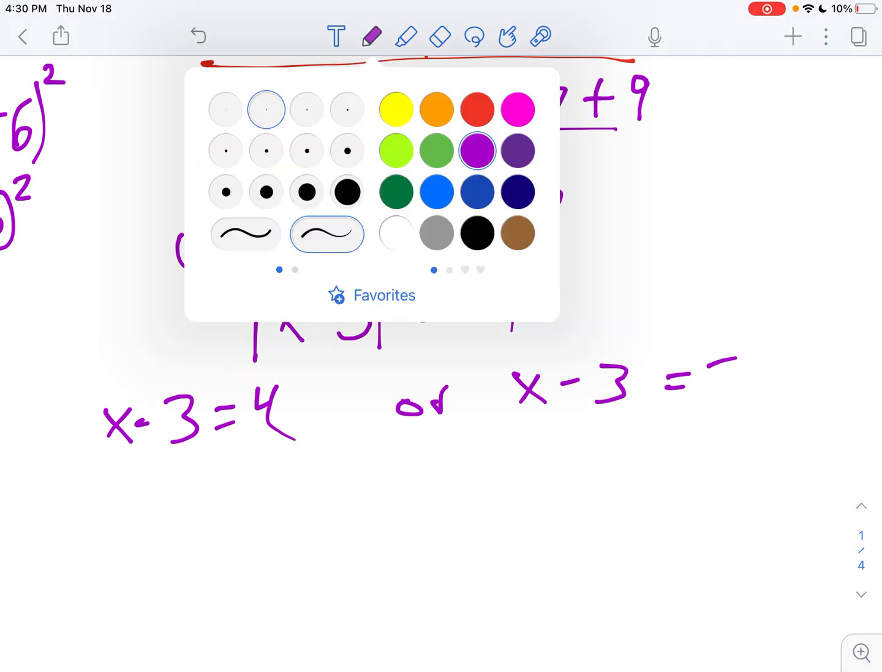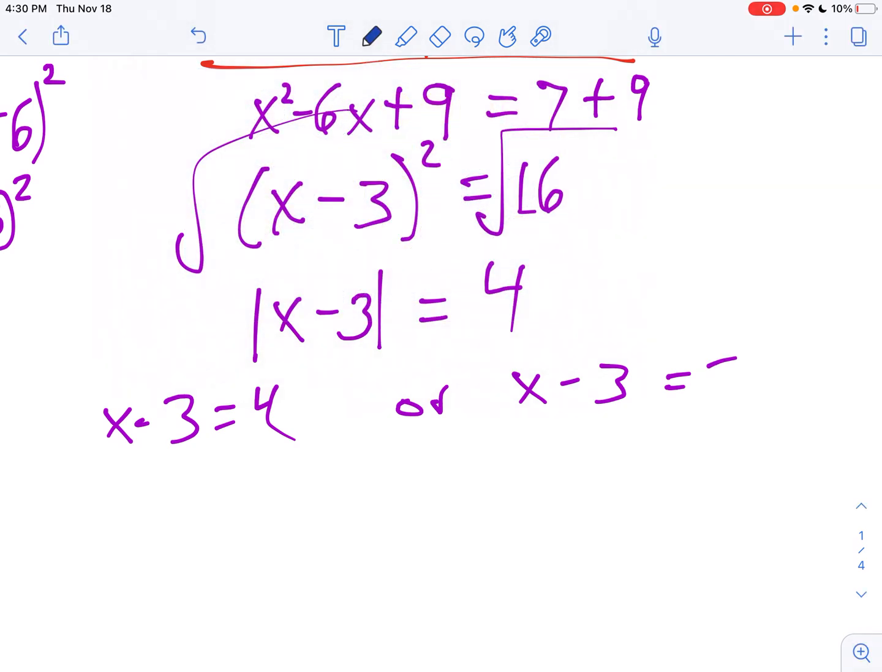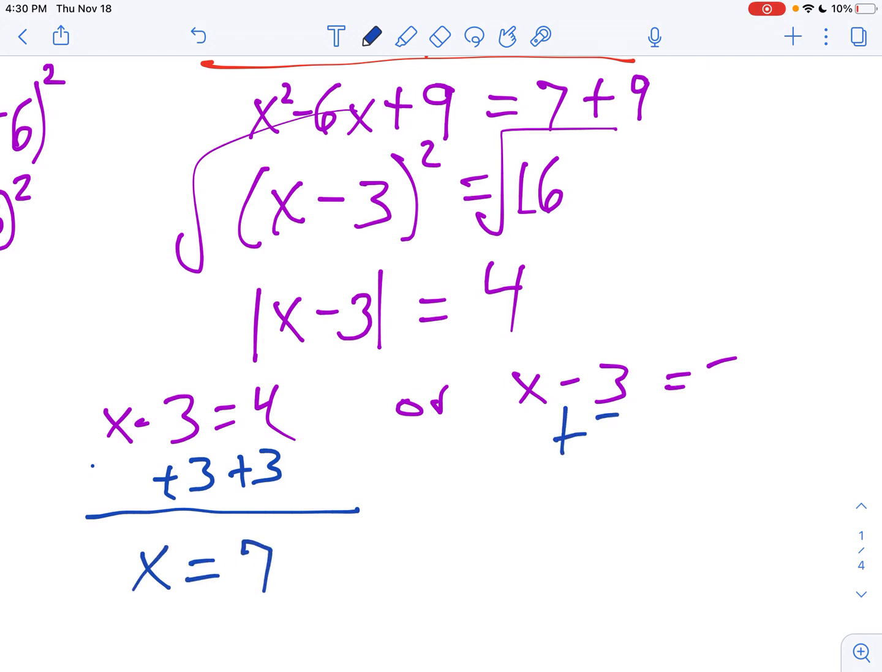What I'm going to do is add 3 to both sides. So in the first case, I get x equals 7. In the second case, when I add 3 to both sides, x equals negative 1.